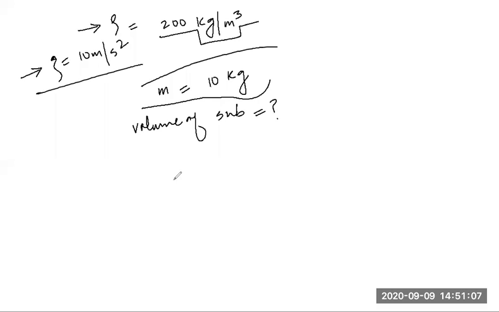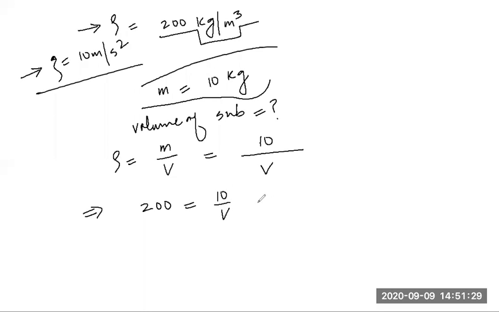Just see. Now mass is 10 kg. Density is always equal to mass by volume. Mass is given as 10 kg. Volume we don't know. So density is given as 200, equal to 10 by volume. So volume will be equal to 10 by 200. So this is equal to 1 by 20 meter cube.